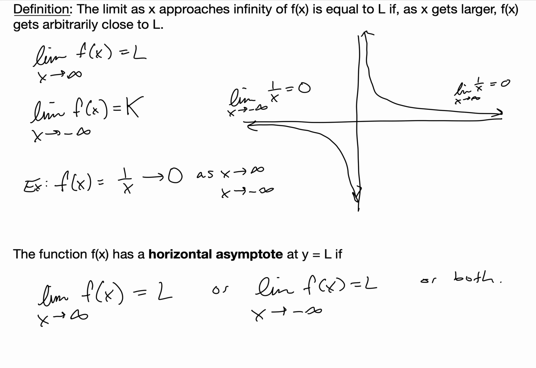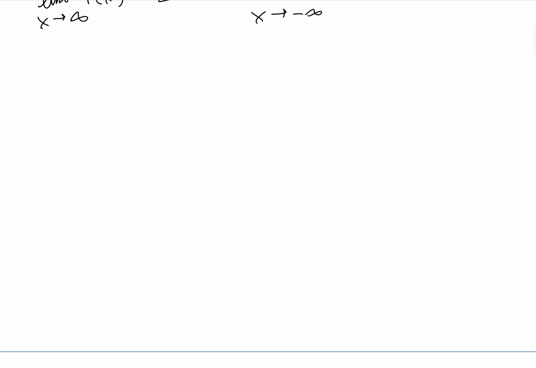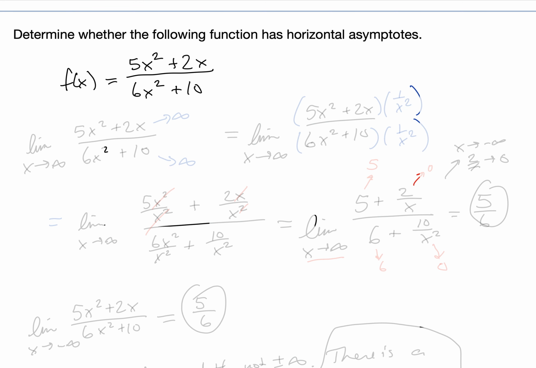So let's look at an example together. We want to determine whether the following function has horizontal asymptotes. And for this, like I said, we want to look at the limit as x goes towards infinity of the function 5x squared plus 2x over 6x squared plus 10. So a sort of trick for dealing with these kinds of infinite limits is that we see that the top is going towards infinity, the bottom is going towards infinity. That doesn't help us a whole lot.